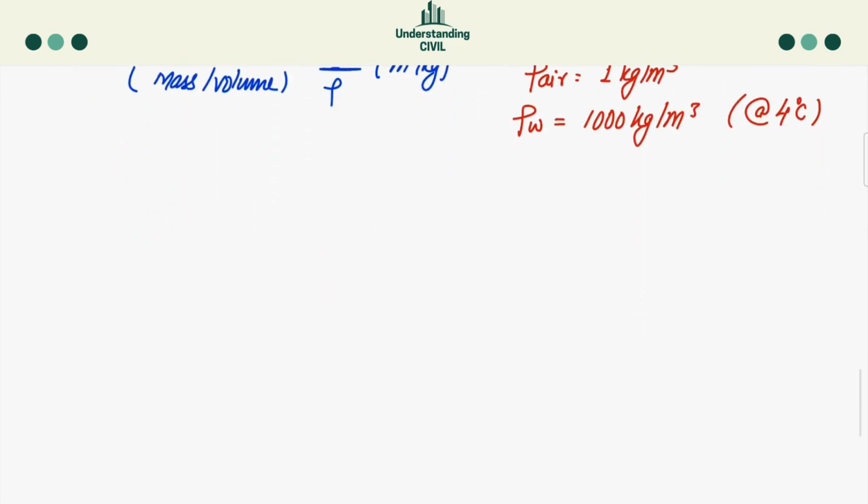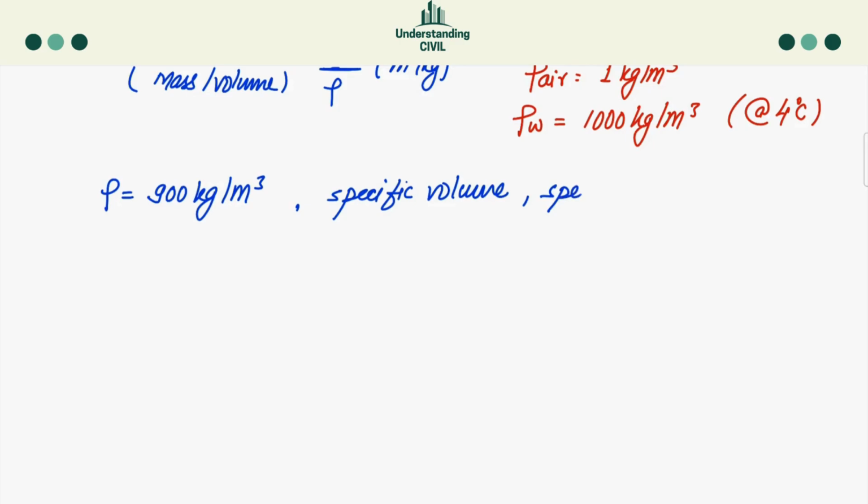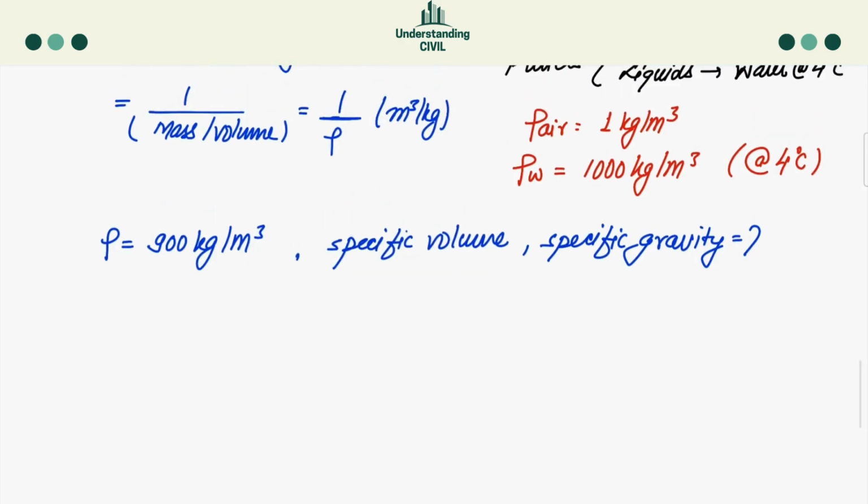So now let's get back to the numerical which we had been solving in the previous example. There we found that the density of the liquid was 900 kg per cubic meter. Now I am asked to find the specific volume and specific gravity. What we know is that the specific volume is defined as 1 by density. So I can write it as 1 upon 900 meter cube per kg. This value comes out to be 1.1 into 10 raised to minus 3 meter cube per kg. So this is your specific volume.